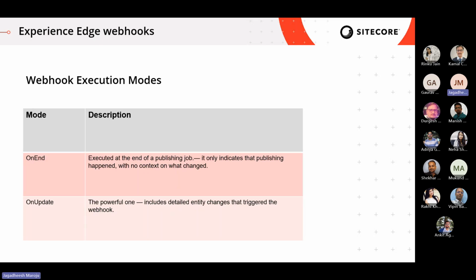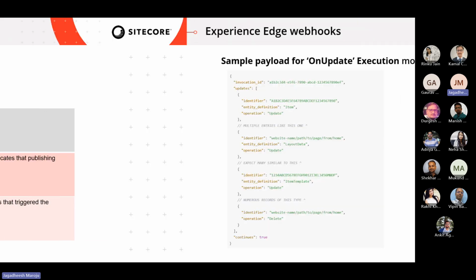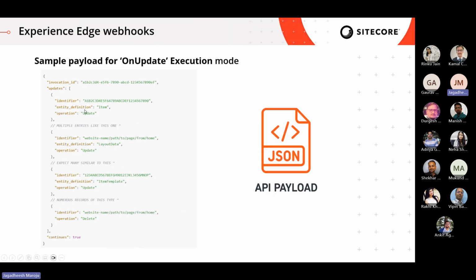What's far more valuable is the on update mode. With on update, you get detailed context. It tells you exactly what item was published, what the path is, what the ID is, and what the item reference is, etc. I'll show you what we get with on update. So if I go to the next slide. Yeah, this is the sample payload when we configure a webhook in on update execution mode.